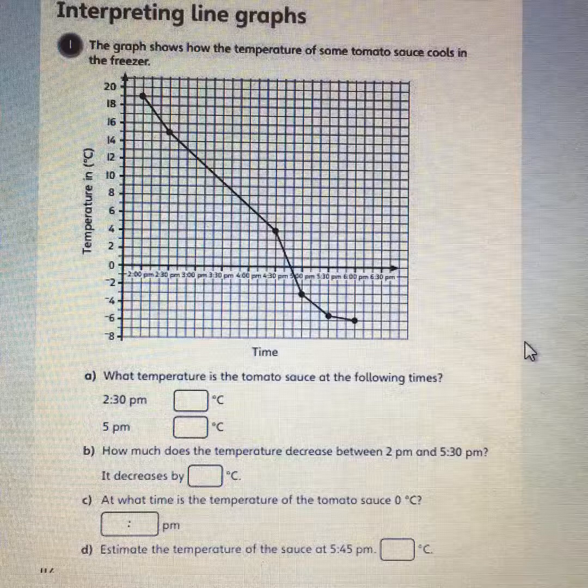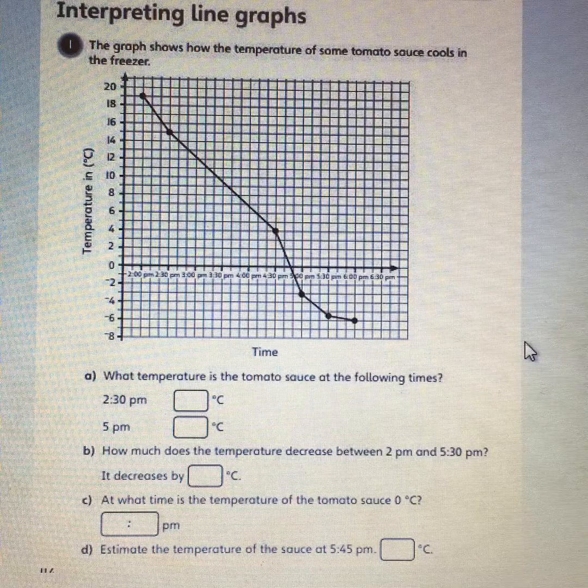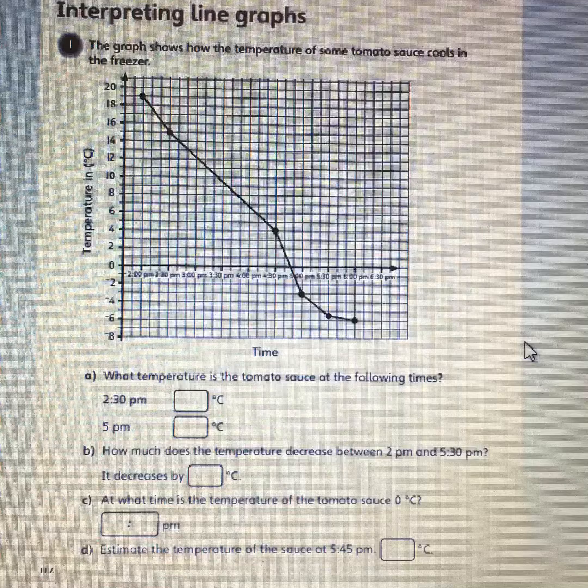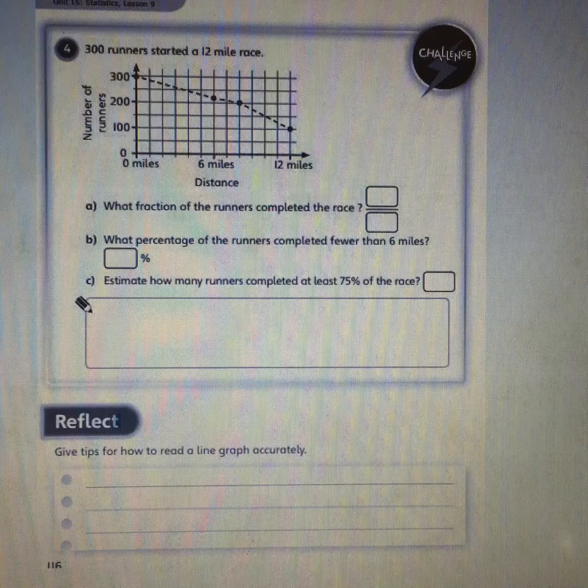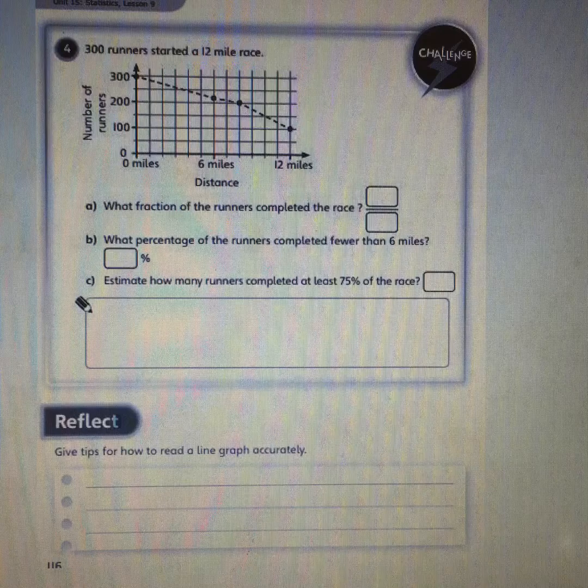Right, well done. Okay, here is question 1. I'm going to give you all the questions today and then I'll go through all the answers together. Here is question 2 and 3. And here is the challenge if you would like to have a go at it. Right, pause the video and then I will go through your answers.